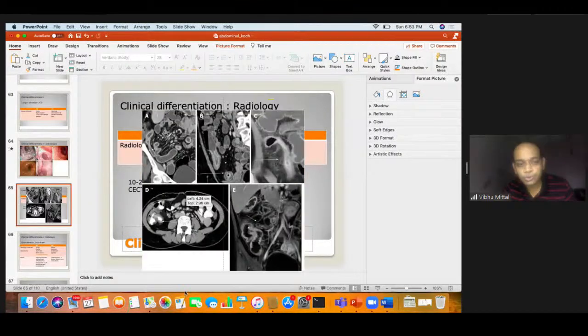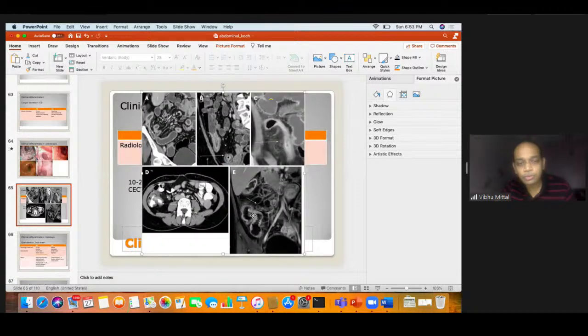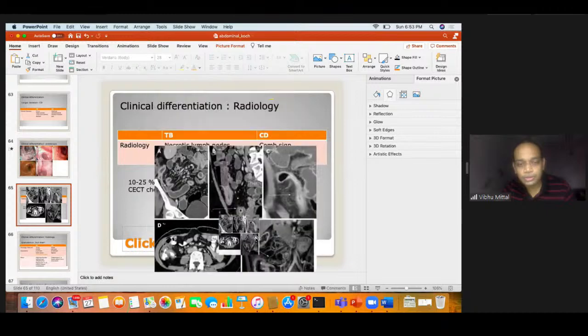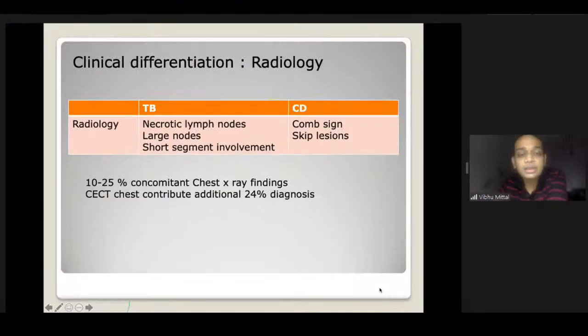would have concomitant chest X-ray findings, and there is data from AIIMS, and they have analyzed it and said that when they did CT chest for all such patients who had the dilemma of tuberculosis versus Crohn's, they got an additional 24% who had findings on CT chest, tilting the diagnosis toward tuberculosis. So TB versus Crohn's, not enough direction from abdomen, do get chest.